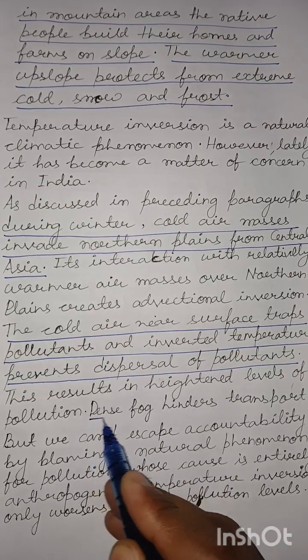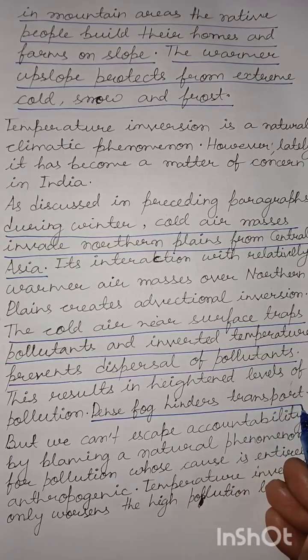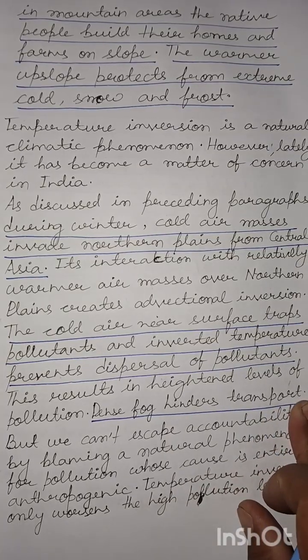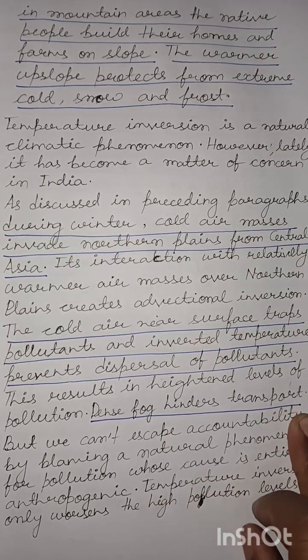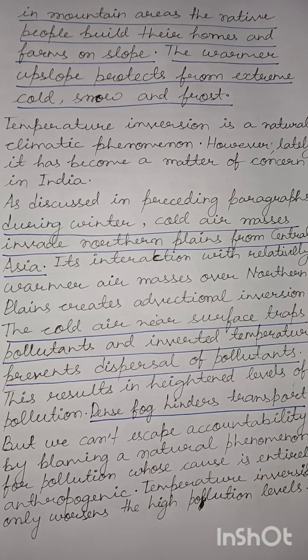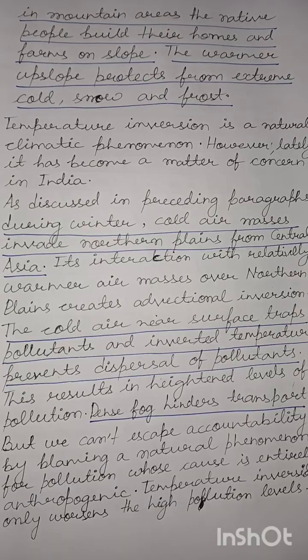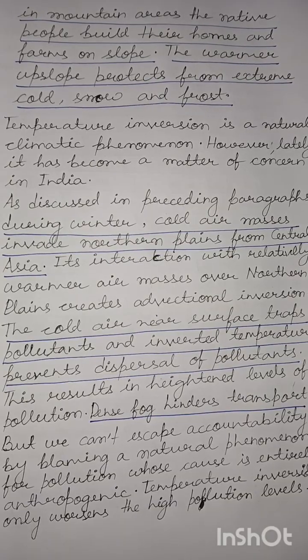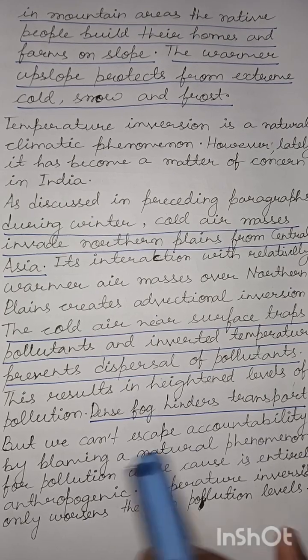Moreover, dense fog also hinders transport. We have seen that frontal temperature inversion often leads to formation of fog, and you can understand very well that in the northern plains it is observed that during the winters all kinds of transport, rail transport, road transport, and sometimes even air travel, is hindered.